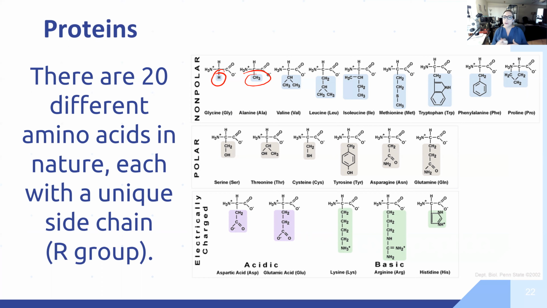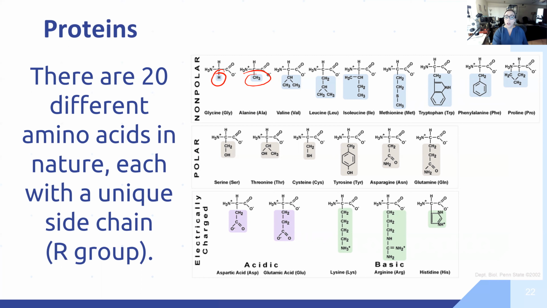Now, like I said, you don't have to know all these amino acids, but you do need to know that it is the side group that gives the amino acid its properties. So all the amino acids in this first row are non-polar, meaning that they have a lot of carbons bonded to hydrogens in that side group.